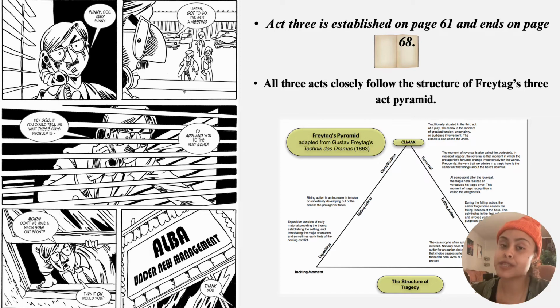Act 3 is established on page 61 and ends on page 68. All 3 acts closely follow the structure of Freytag's 3-act pyramid. And if you don't know what Freytag's 3-act pyramid is, it is this pyramid right here on the screen. We have our inciting incident, which is the beginning. We have our climax, which is the middle, and we have our resolution.